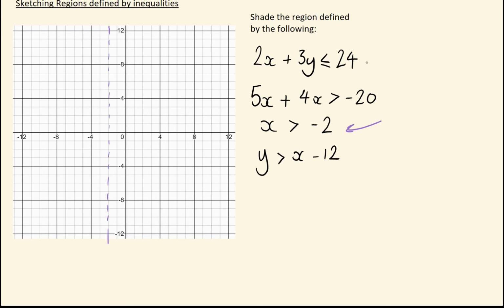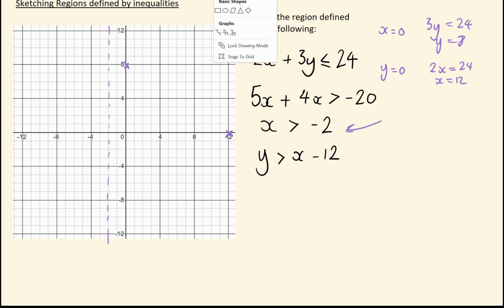And let's just work through these. So 2x plus 3y equals 24. If x equals 0, I'm going to have 3y equals 24. I'm going to ignore the inequality right now. So y equals 8. 0, 8 is here. I then do the same thing with y equals 0. I now have 2x equals 24, which means that x equals 12. Gives me my other coordinate down here.